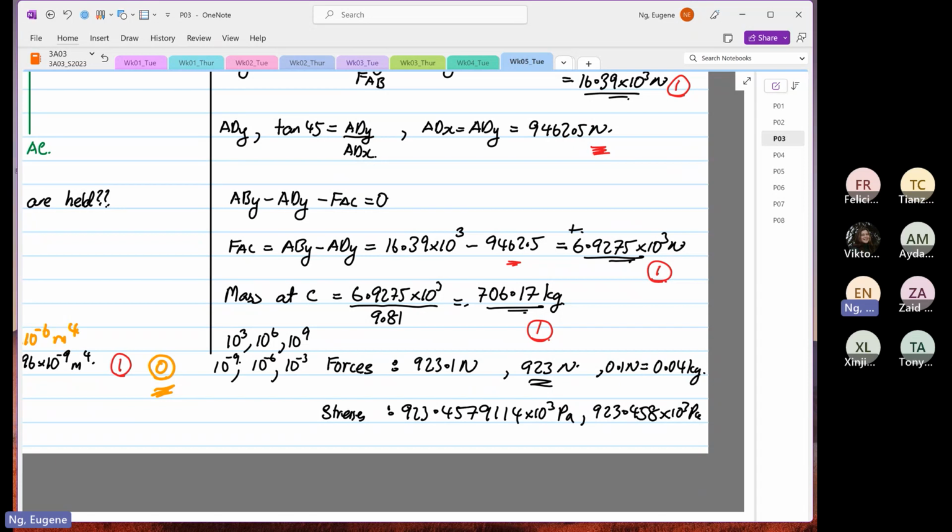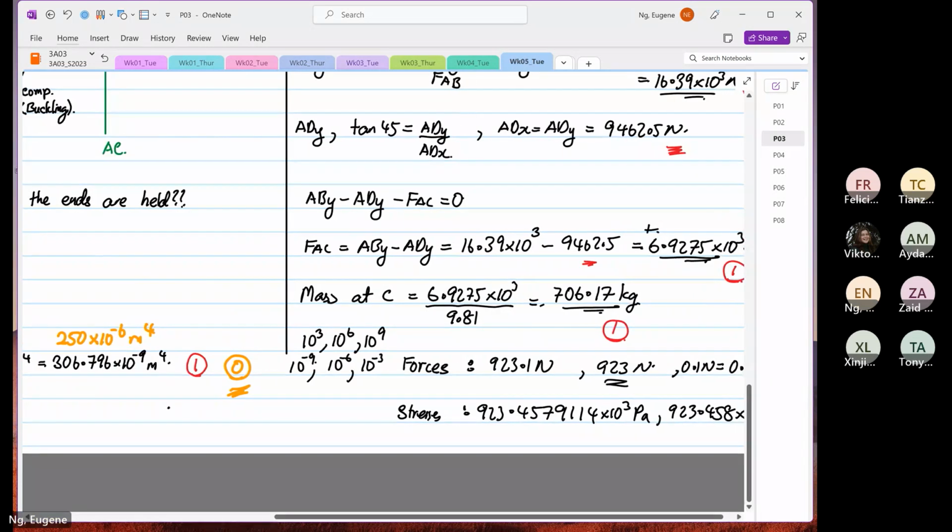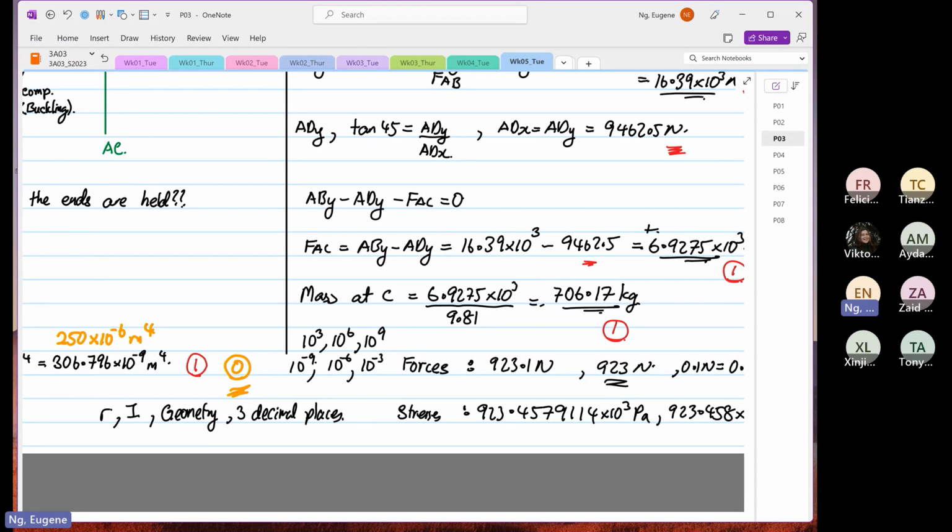And also there's another one based on geometry. Geometry is also 3 decimal places. Does that answer your question? I think this should be clear. So geometry is also like your second moment of area, I, your radius, anything that's geometry related, 3 decimal places, you should be fine. Thank you.